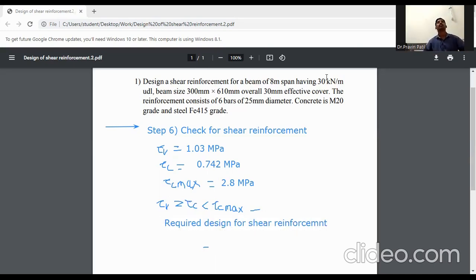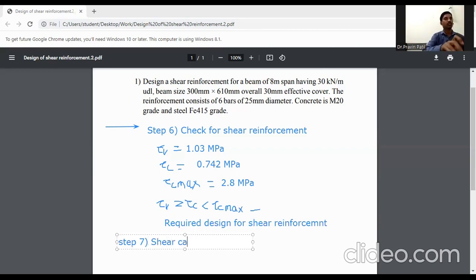Required design for shear reinforcement. Then next, step number 7, shear capacity of steel.